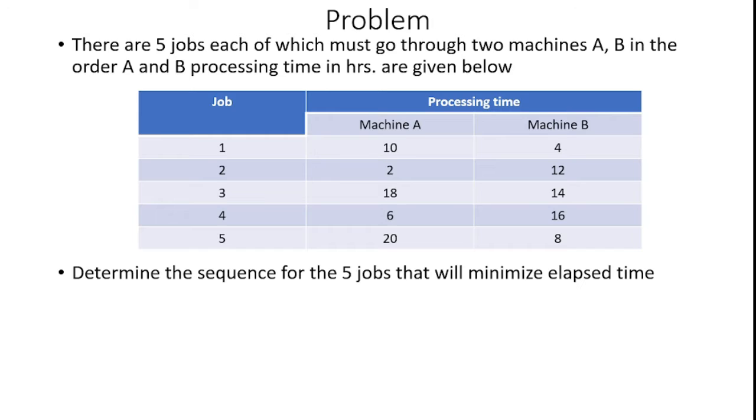Likewise, if I consider job 3, machine A consumes 18 hours and machine B consumes 14 hours. Likewise, the 5 jobs' details are given in the table. The question is to determine the sequence for the 5 jobs that will minimize elapsed time. So how can I solve this problem with sequencing?